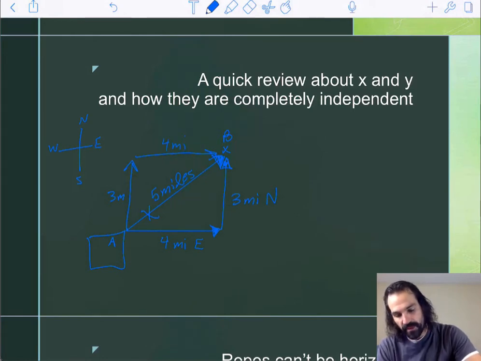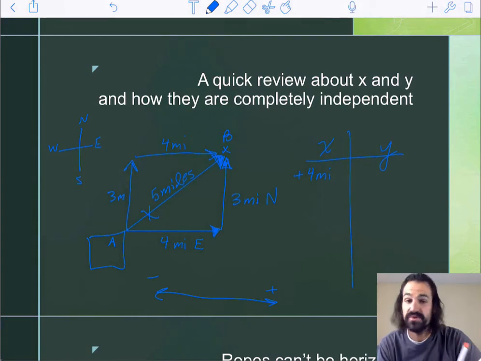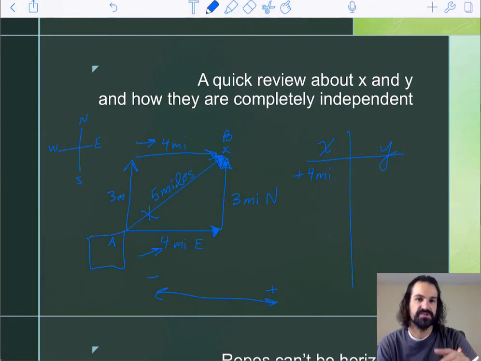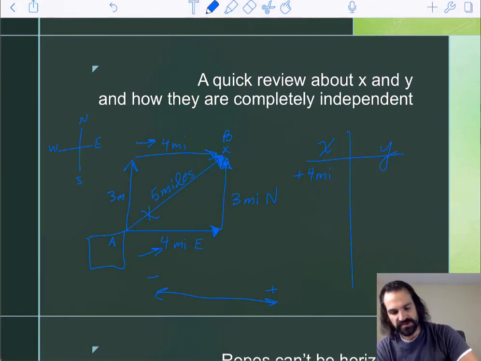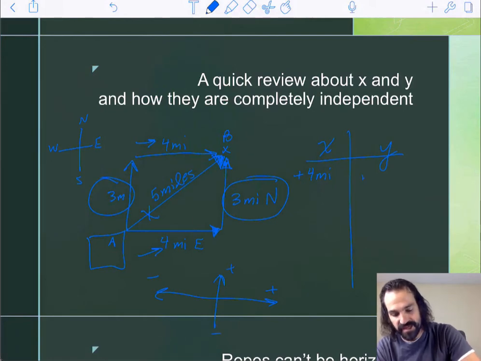Either way, if we look at these x and y components separately, our x component is always plus 4 miles. And I say plus because in math class you're taught that to the right is positive and to the left is negative. In physics we do the same thing. So whether you're taking the bottom path or the top path, you still have plus 4 miles because you're still going 4 miles east. Similarly, these two vertical components are going to be, you guessed it, plus 3 miles because again, up is positive, down is negative.